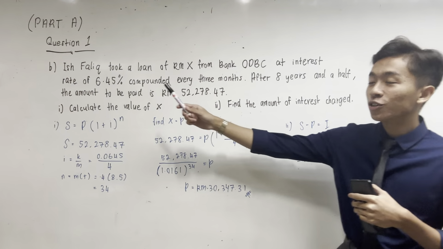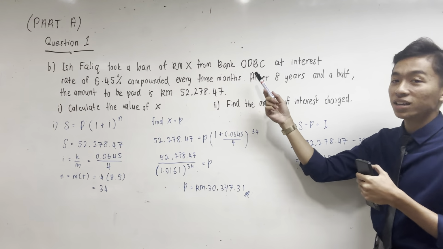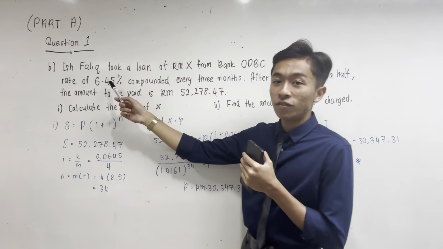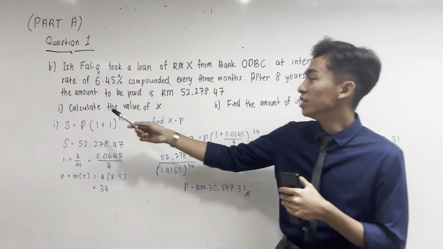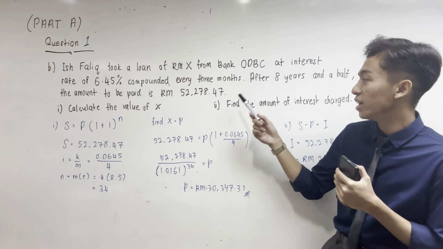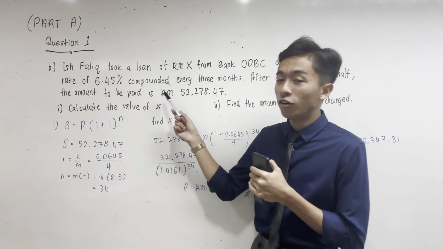So, for question 1B, each filing takes a loan of RMX from Bank ODBC at an interest rate of 6.45% compounded every 3 months. After 8 years and a half, the amount to be paid is RM52,278 and 47 cents. So, for B1, we need to calculate the value of X.